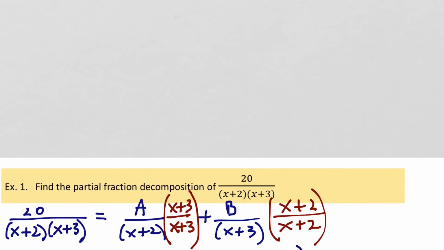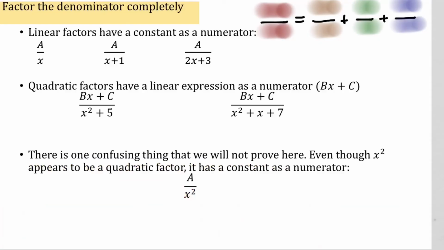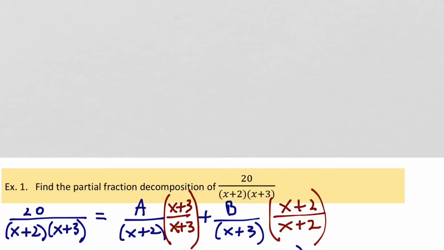Now, back on this other slide, I said that if you have a linear factor, then you have a constant in the numerator. So I've put an a as the numerator of x plus 2 and b as the numerator of x plus 3. Now I'm going to use the rules that I already know.